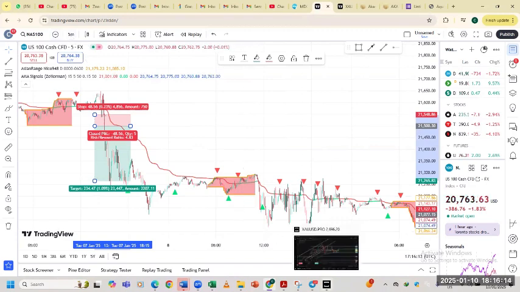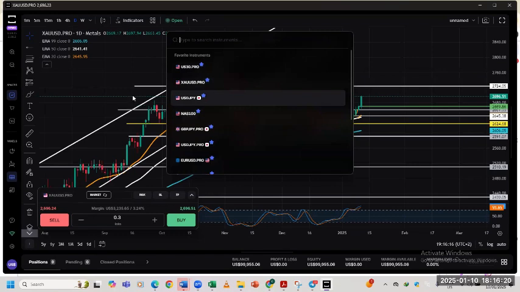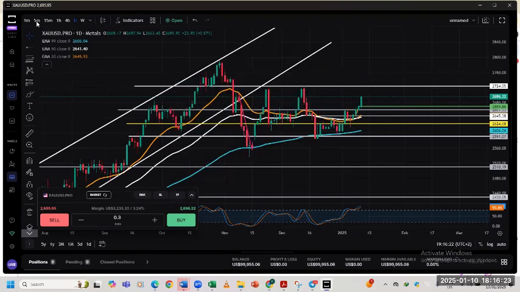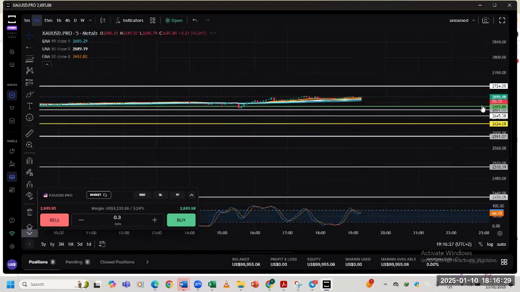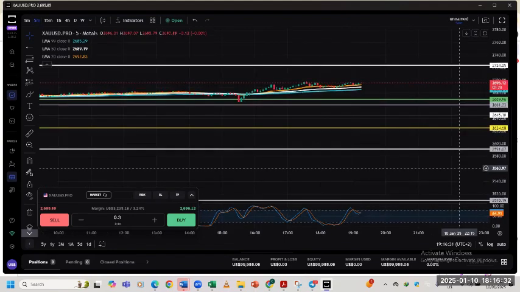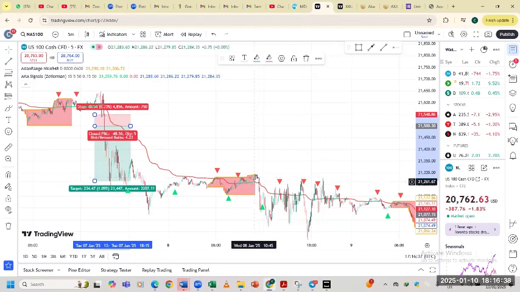Let me go back to TradeLocker so we're all looking at the same thing, just in case anybody is confused that I'm looking at another platform. I hope it loads on time. So come down to the 5 minutes and then wait for a candle close above. We are tracking it on TradingView because this is where the indicator is. So wait for a 5 minute candle close above and then enter.